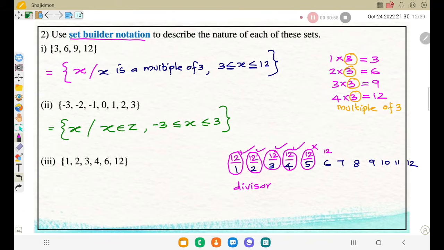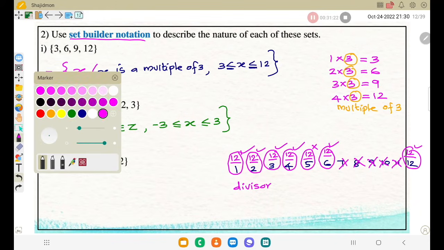6 is possible. 12 divided by 6 is possible because it is a divisor. 12 by 7 not possible. 12 by 8 not possible. 9 not possible. 10 not. 11 not possible. But 12 by 12 is possible because any number is a divisor of itself, correct? 12. So those are the numbers given here: 1, 2, 3, 4, 6 and 12.